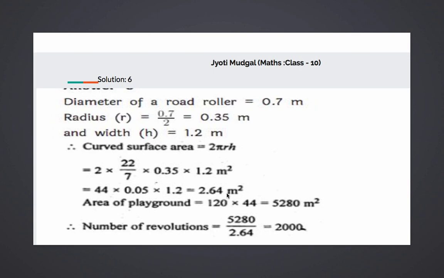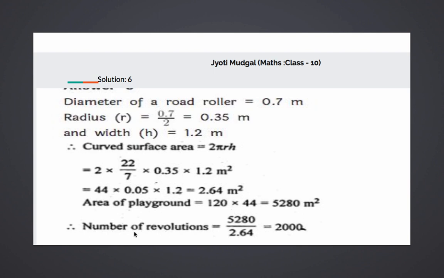Now, I've also told you the area of the ground. The ground dimensions are 120 meter by 44 meter. As I said, it is rectangular in shape. Length into breadth is the formula for area of rectangle. Right, students? Area of rectangle is length into breadth.